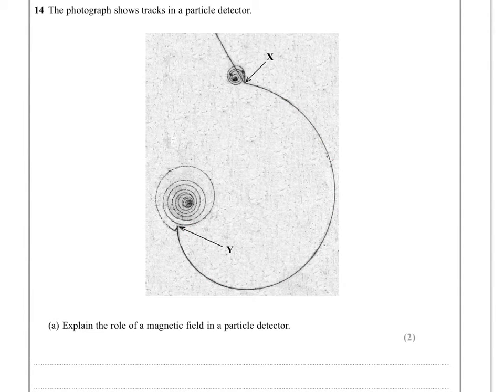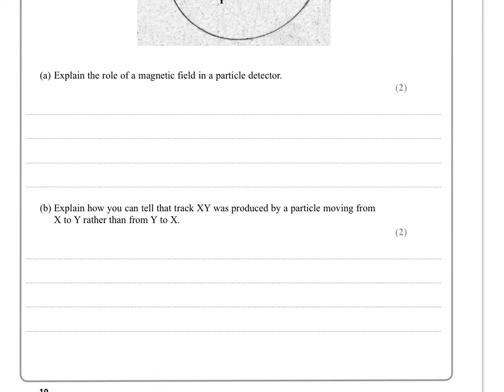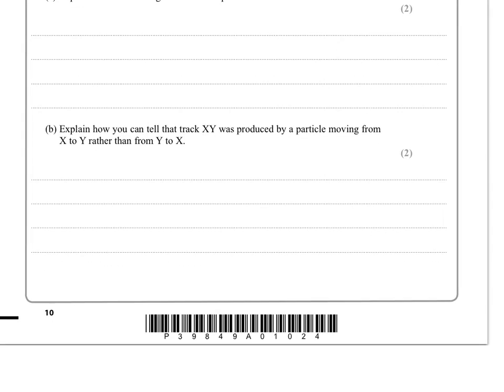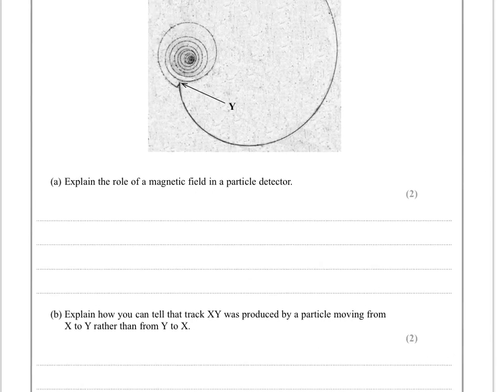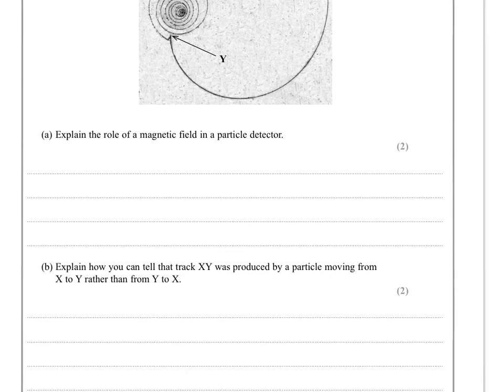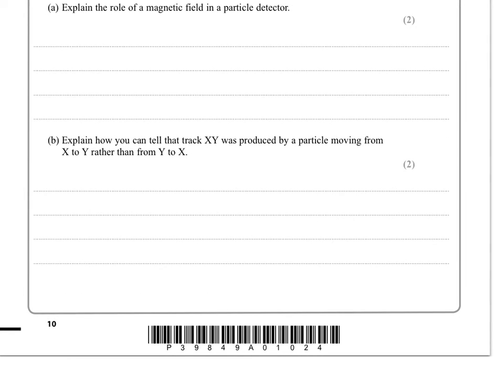So it all comes down to explaining that the region of tighter curvature is the lower momentum. So it must be the end of its motion at Y, rather than going the other way, where its momentum would be increasing, which wouldn't make any sense. So you need to relate the curvature to the momentum. Tight curve, low momentum. So we know that the lower momentum is at Y, and therefore it's losing energy, so it must be heading that way.